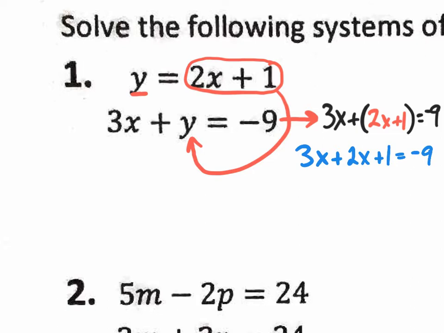So we need to solve. Let's combine like terms. How about we combine the x's with the x's? So 3x plus 2x, we already know that that's 5x. Let me rewrite everything. Plus 1 equals -9.